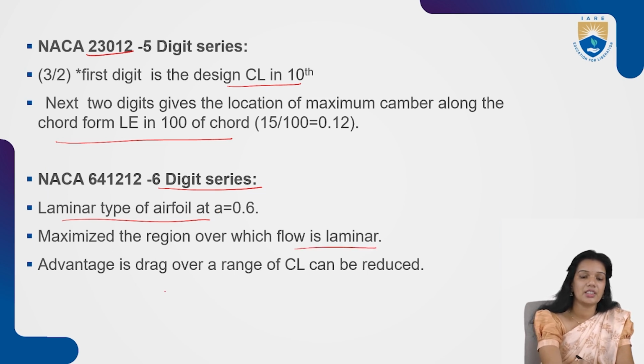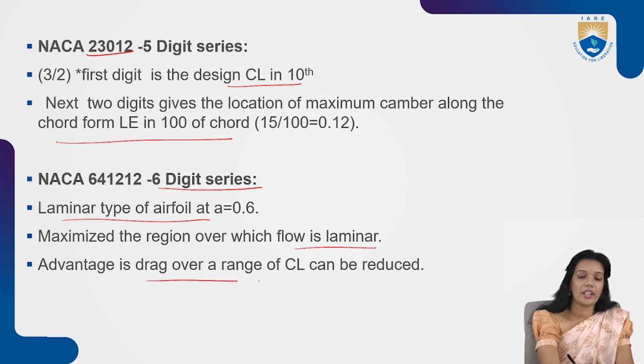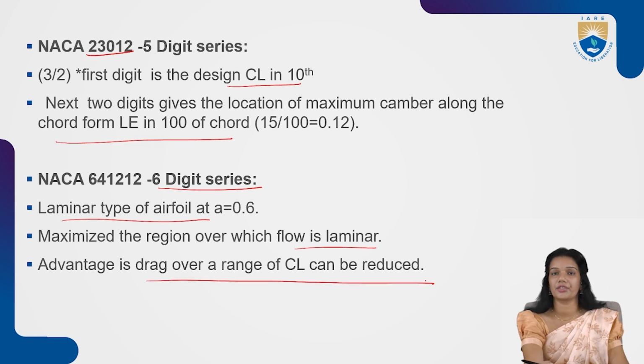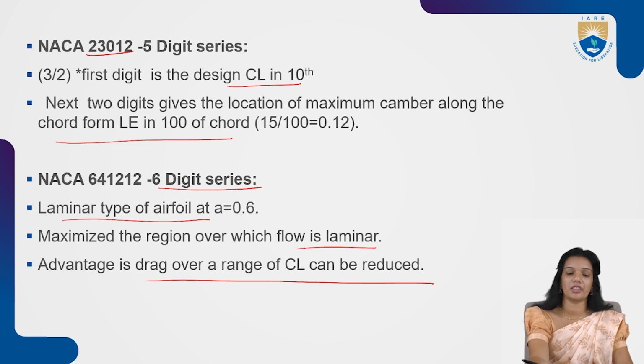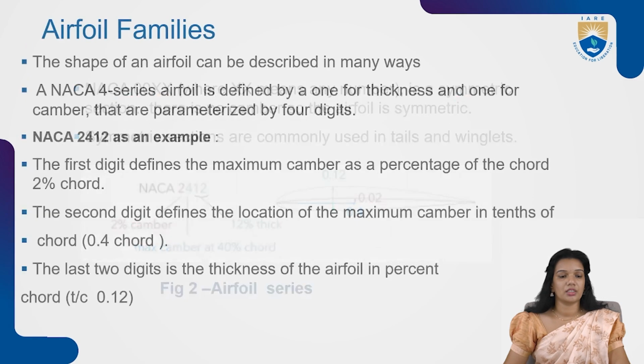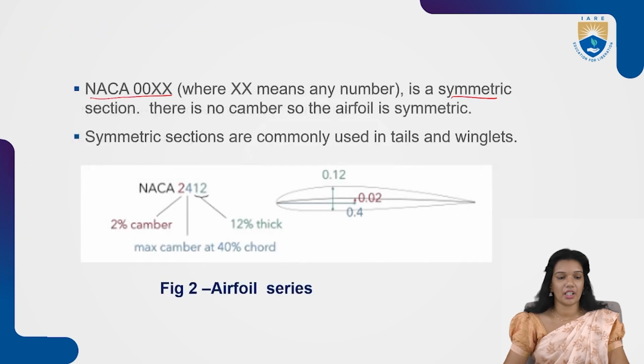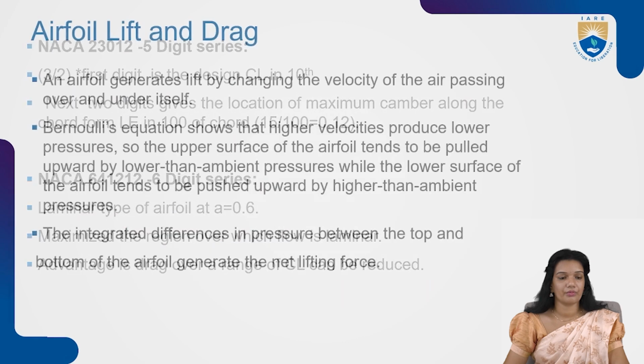And the advantage here, if I take a 6-digit series, is that drag over a range of CL can be reduced. I can reduce much of the drag if I have a NACA 6-digit series. Okay, so these are some of the airfoil families that we are discussing in the NACA series only, right? 4-digit, 5-digit, and 6-digit series.